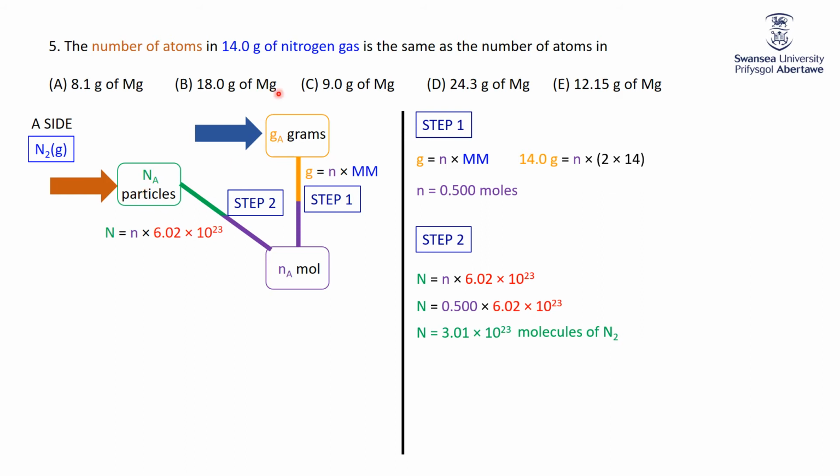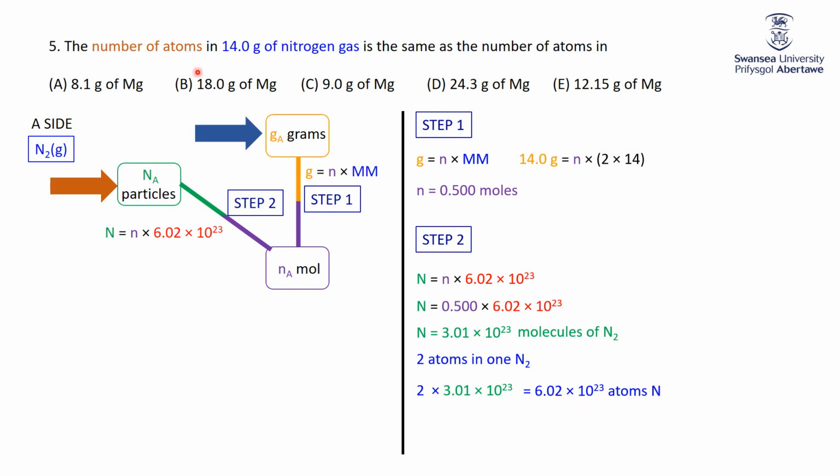Particles are what? Well, it's particles of nitrogen gas, and nitrogen gas is N2. So therefore, the particles are molecules of N2. So we have 3.01 times 10 to the 23 molecules of N2. However, the question dealt with atoms. Well, how do we go from molecules to atoms? We see that there are 2 atoms in one N2, 2 nitrogen atoms in one N2. So therefore, the number of atoms is actually 2 times 3.01 times 10 to the 23, which is 6.02 times 10 to the 23 atoms.